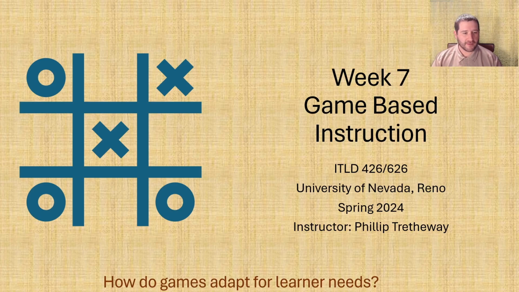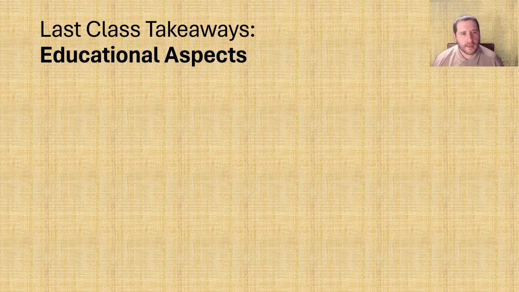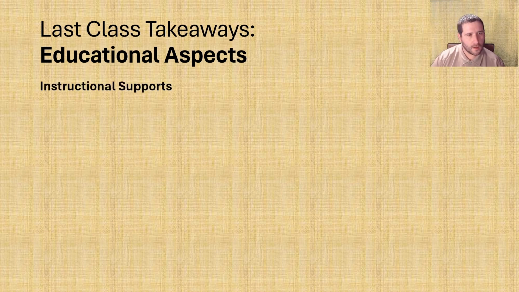This is week 7 and we're here to look at the question, how do games adapt for learner needs? Now before we get into this week's content, I want to take a look back at some of the different educational aspects in games. A lot of games have instructional supports built into them. These are things that help you learn how to play the game, or maybe learn about the different aspects of the game or different levels.